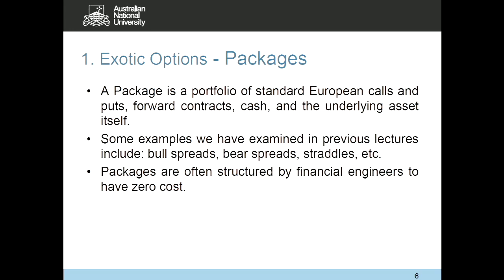All right, so the first exotic option is called packages. Packages provide a way to combine different things together in a portfolio. The package functions just like a portfolio. Remember, in previous weeks, we proved the lower bounds for options using different portfolios. You can think of that portfolio as a package. The portfolio contains different things, such as options, zero coupon bonds, and some of the underlying assets. Those things are bundled together and called packages.